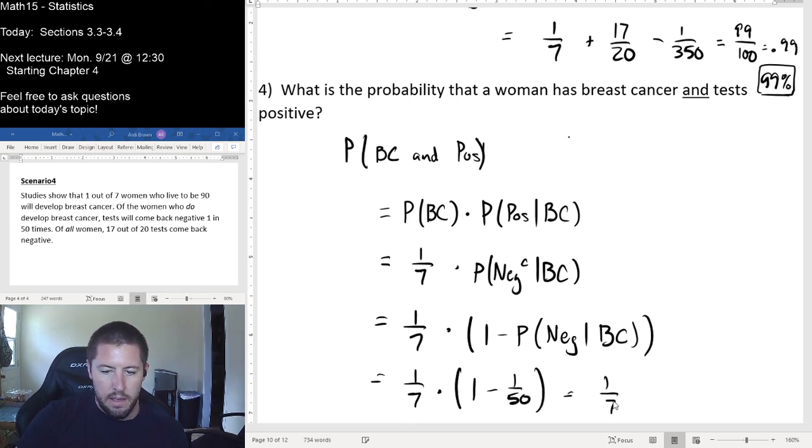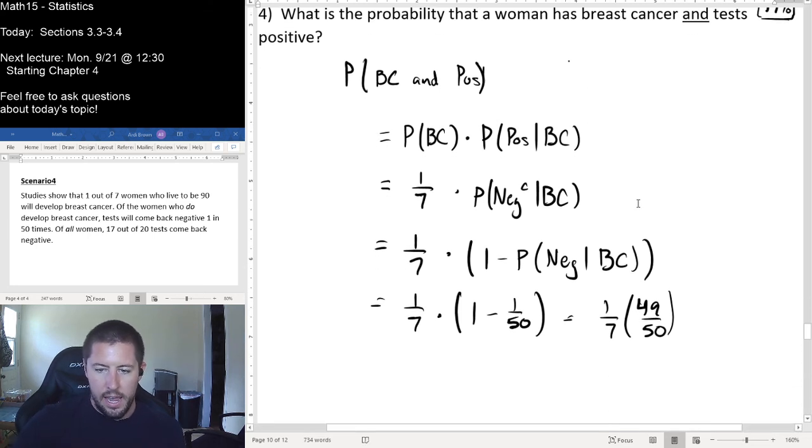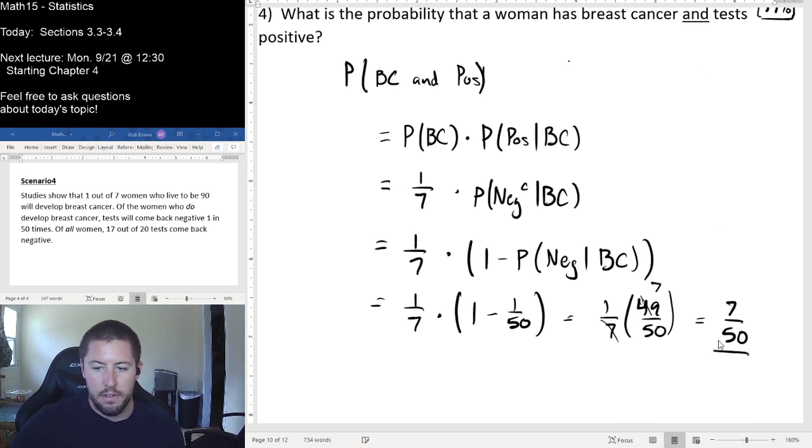That will be 1/7 times 49/50ths. And you should notice here we can do actually a little bit of nice fraction cancellation right there and just get 7 and 49 cancel, leaves us with 7. And so a 7 out of 50 chance. So probably the woman has breast cancer and tests positive.